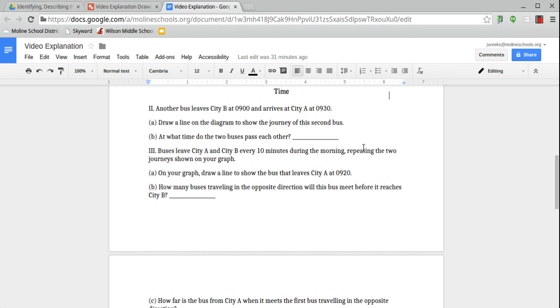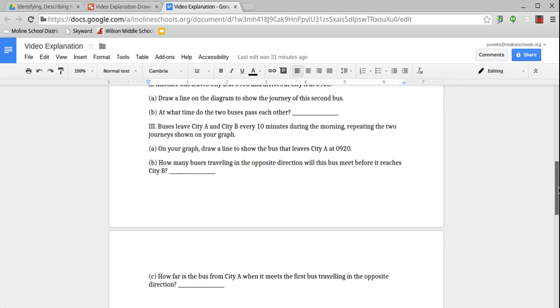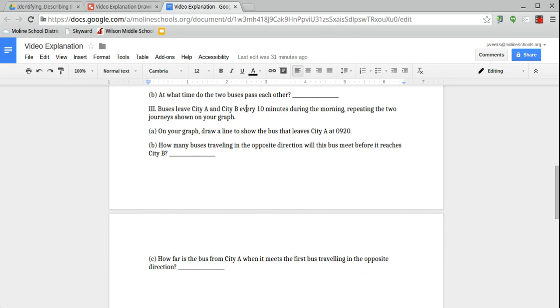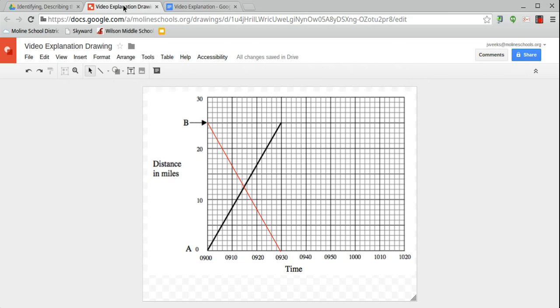All right, now we're going to make it a little more complicated. Buses are going to leave city A and city B every 10 minutes during the morning, repeating the two journeys shown in the graph. And now they want me to draw a line to show a bus leaving city A at 9:20. So I'm going to go back to my drawing. I want a line that will leave city A at 9:20. Now I know that bus is going to take 30 minutes to get there. So I'm going to go past 9:30, 9:40, and I'm going to stop at 9:50 in city B.